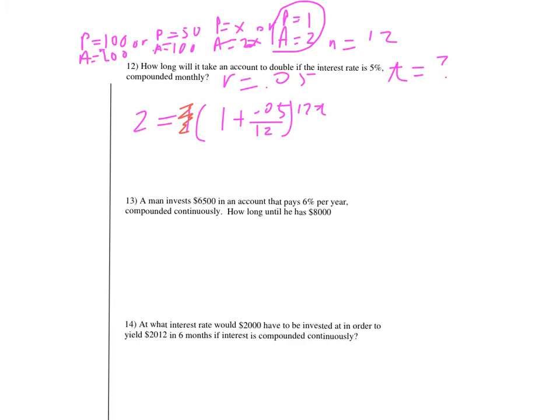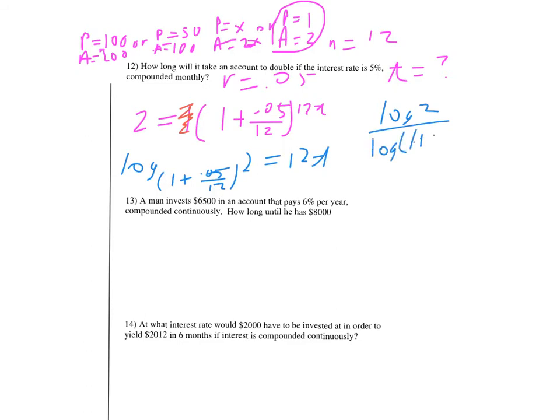So now I'm ready for my log switch. So it's going to be log base 1 plus 0.05 over 12 of 2 equals 12t. In my calculator, I'm going to do the change of base. So log 2 over log of 1 plus 0.05 divided by 12 equals 12t.